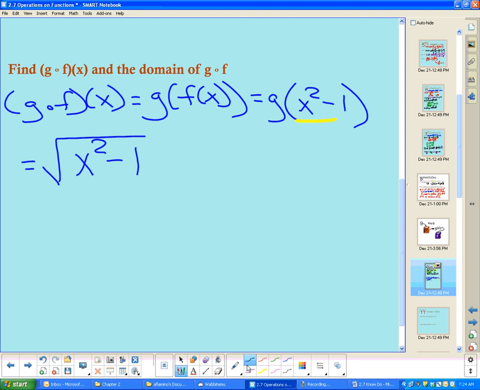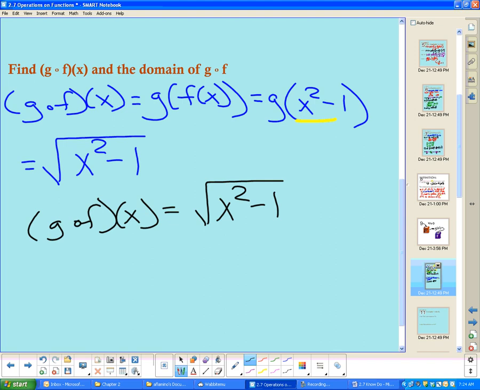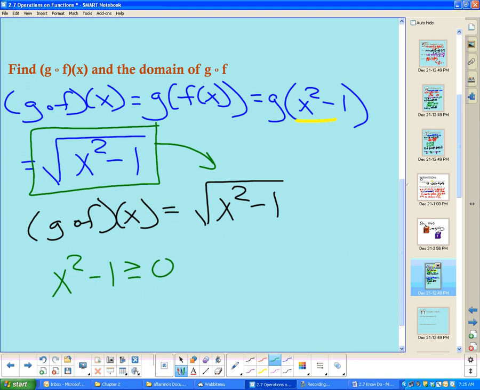So final result, g open circle f of x equals the square root of x squared minus 1. And we're kind of stuck there. But if I want to find the domain, I'm going to look at that. Now, what is handy in this particular case is that my unsimplified version could not be simplified. When I look at the function right when I made the substitution, it can't be simplified. So that means I can just work straight off of that, saying, well, x squared minus 1 must be greater than or equal to 0.